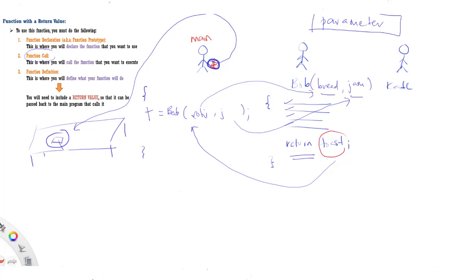Once you have your toast, it is now on the plate, then you can serve it here. So meaning serve, maybe you can say serve tea, for example. Whoever calls Bob will get the toast. So if Kate wants a piece of toast, Kate can also call Bob. If Kate wants Bob to make the toast, she also needs to give him the bread and the jam. This means that a function can be called anytime and by anybody. But in order to create the toast, you must give bread and jam to Bob.